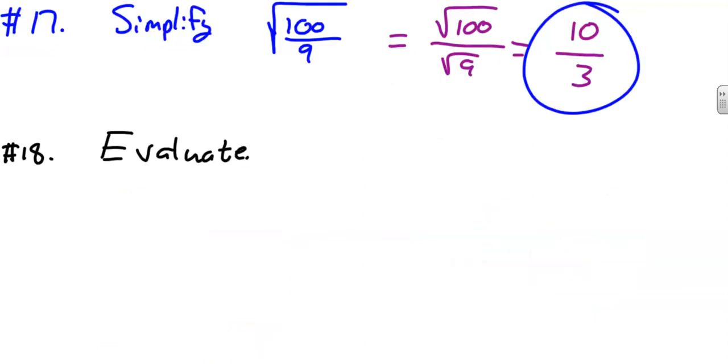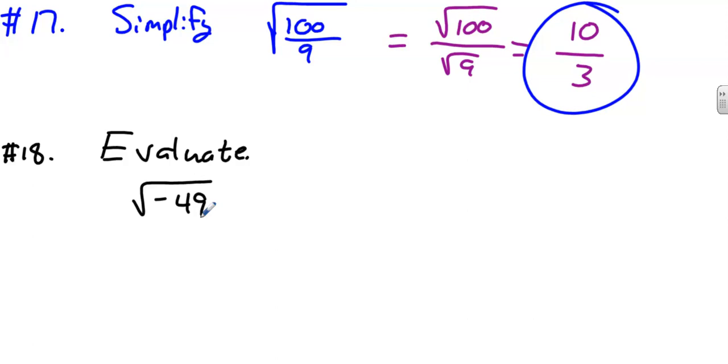All right, 18. Almost, well, I'd say almost as easy, but similar along the same lines. It's square root of negative 49. Okay, this is one where, again, if it was square root of 49, it would be 7, right? Now, here's where we got to be a little bit careful.